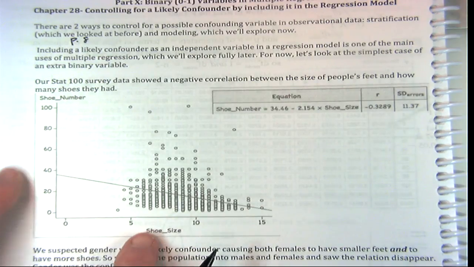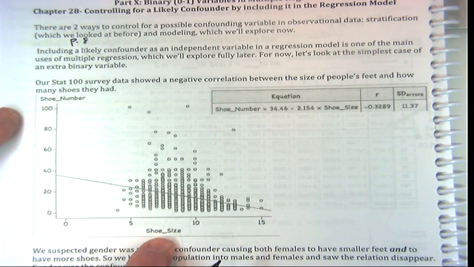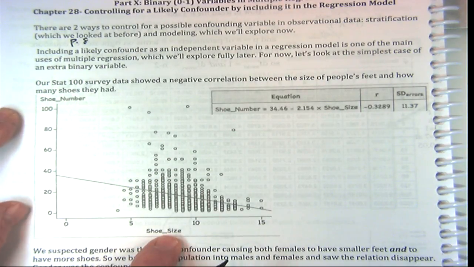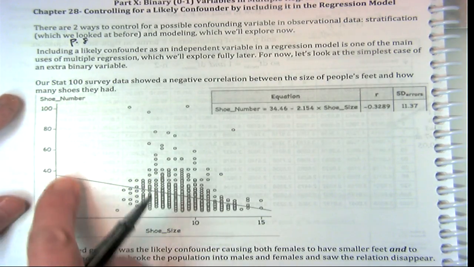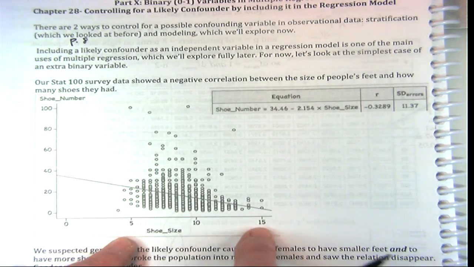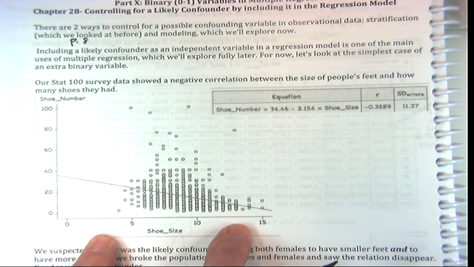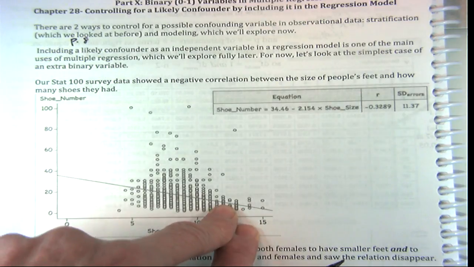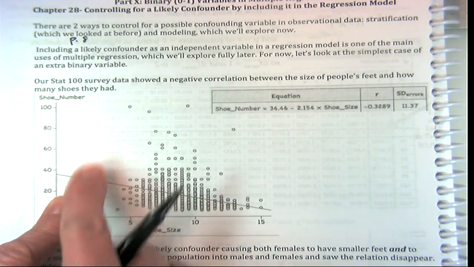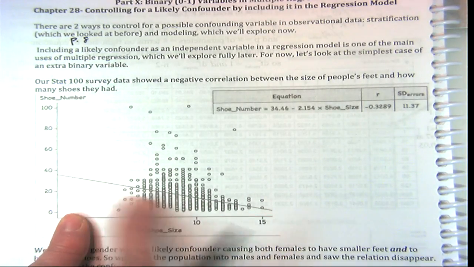I often ask this question: what's your shoe size and how many pairs of shoes do you own? So this is shoe size and shoe number. And I usually get this negative correlation, which kind of doesn't make sense. Why would the size of your shoe be causing you to buy less? Why would the bigger the foot you have cause you to buy less shoes, and the smaller the size of your foot cause you to buy more shoes? It doesn't really make sense.